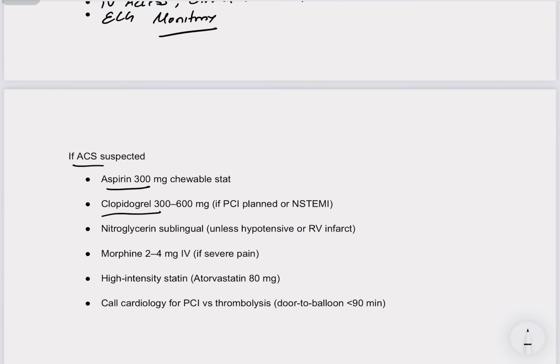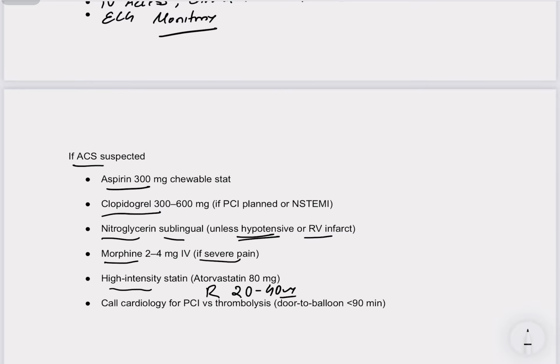aspirin, clopidogrel, and sublingual nitroglycerin if we have it, or otherwise morphine can be given. Remember, for GTN or sublingual nitroglycerin, if we suspect right ventricular ischemia or inferior MI, or if the patient is hypotensive, then we cannot give that nitroglycerin. Morphine if there is severe chest pain, and high intensity statin like atorvastatin 40 to 80 mg or rosuvastatin 20 to 40 mg can be given.